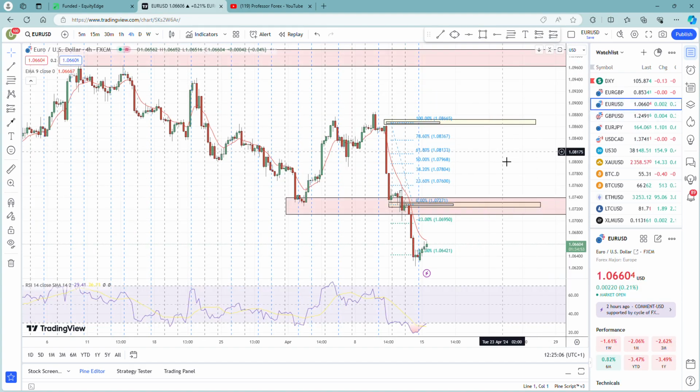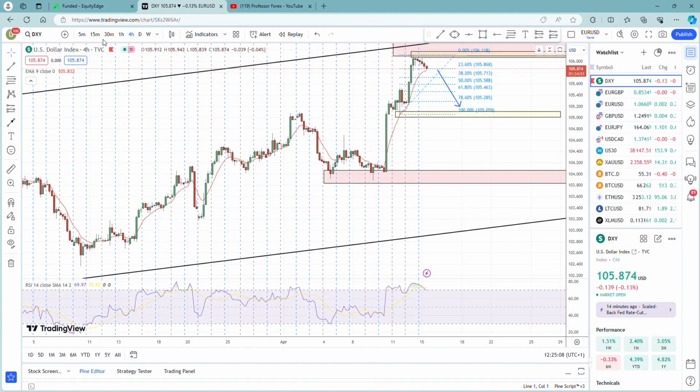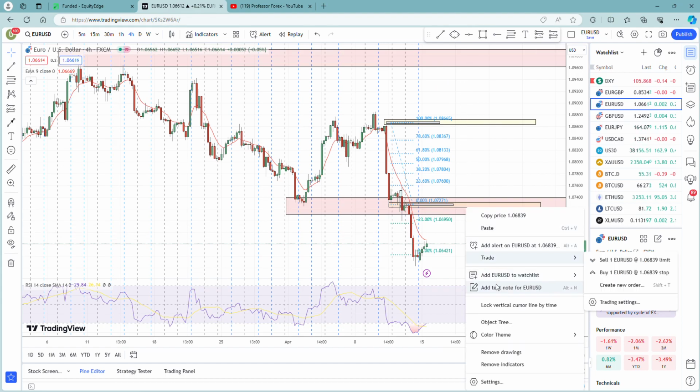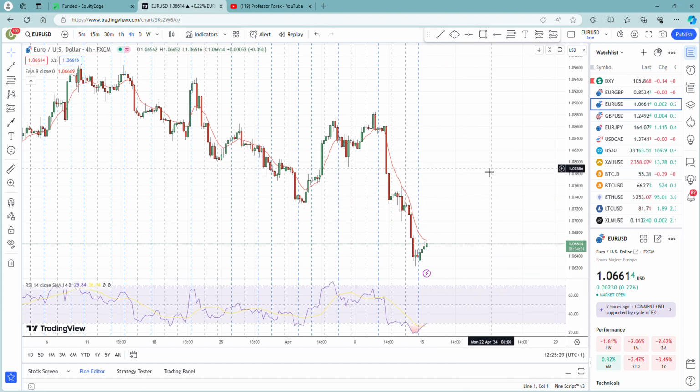So now we've done the analysis on the DXY. It's at resistance, it's potentially going down. So that means we're potentially looking for buy trades today. What I'll do is remove all the drawings and we'll start from scratch. So here we're doing EURUSD.